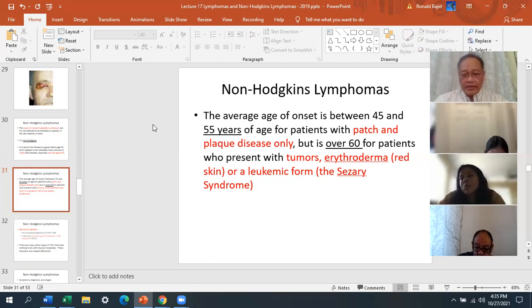It's over 60 for patients who present with tumors, erythroderma. Erythroderma is reddening of the skin, or a leukemic form of the Mycosis Fungoides, and that's the Accessory syndrome. So once it becomes cancerous, then it's going to progress into the leukemic form. When Mycosis Fungoides progresses into the cancer, the leukemic form, and make sure you know this, is Accessory syndrome. Accessory syndrome, and you actually see what's called accessory cells. And I'll talk about that a little bit more coming up.